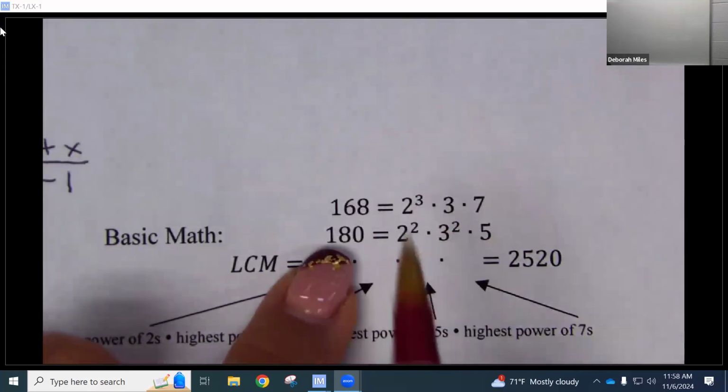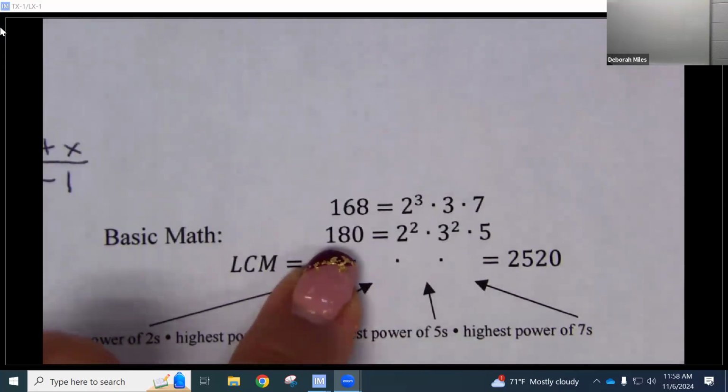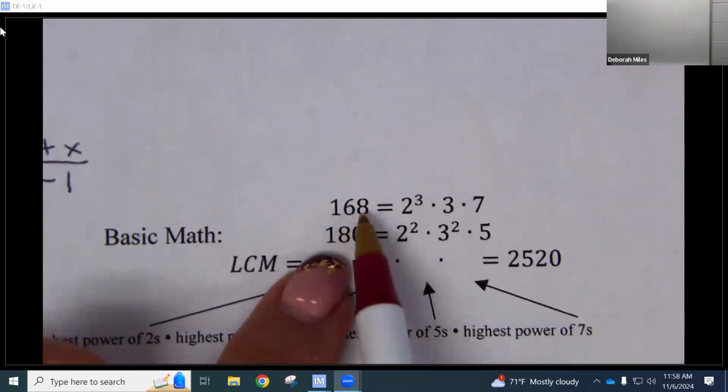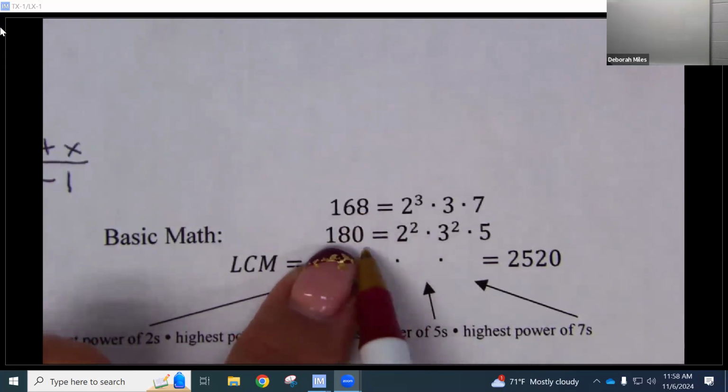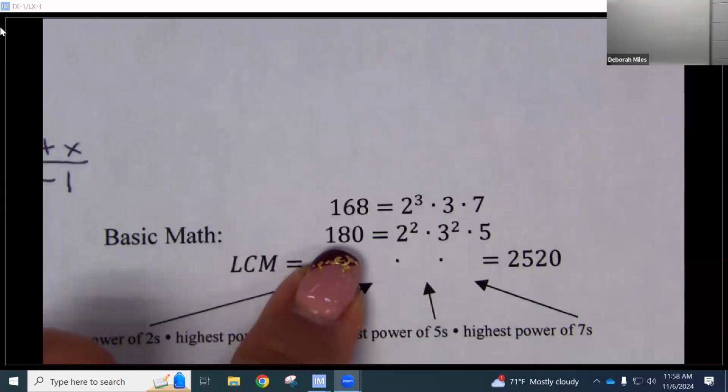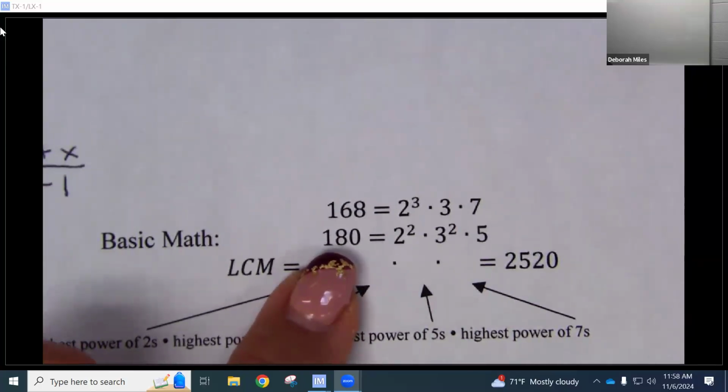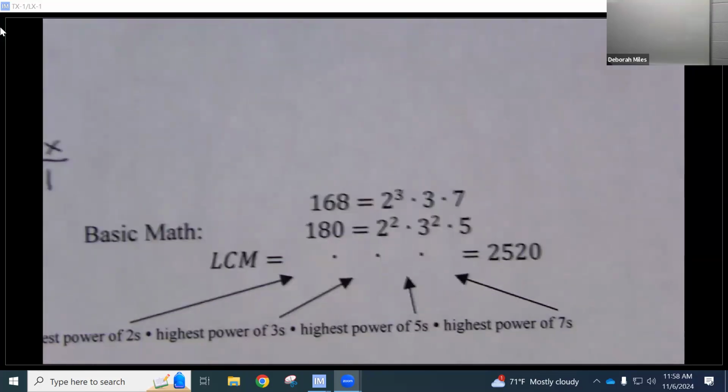LCM stands for the least common multiple. The smallest thing that 168 and 180 will both divide into evenly. For example, if I say what's the GCF of 10 and 12, that means what will divide into both of them evenly. What would it be?